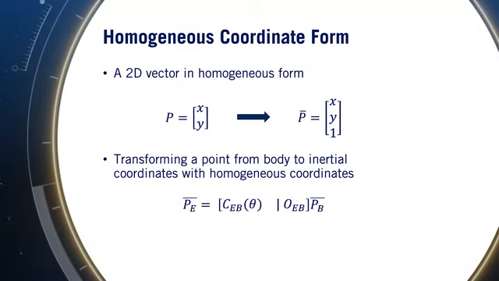Finally, we can summarize the transformation between two coordinate frames using homogeneous coordinates, which lead to a compact matrix multiplication to apply the transformation. We extend our location vector to include x, y, and 1, and can then transform from body to inertial coordinates using P inertial is C sub EB and O sub EB times P in the body frame.